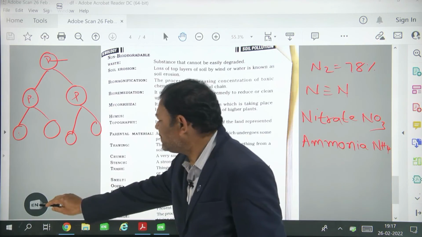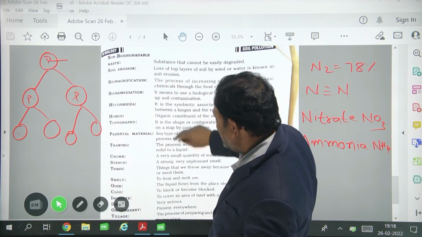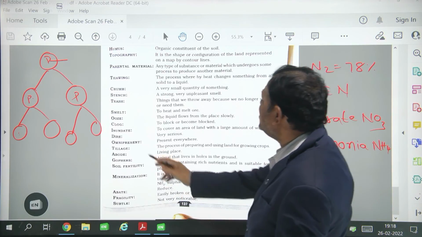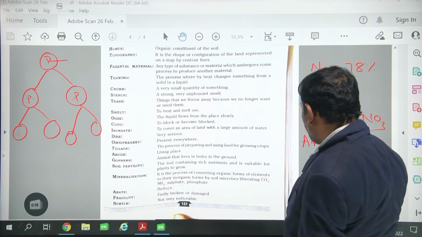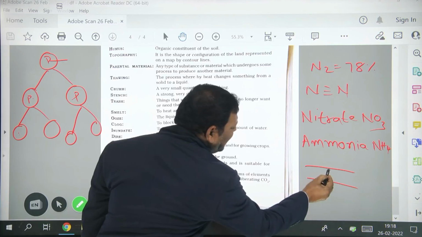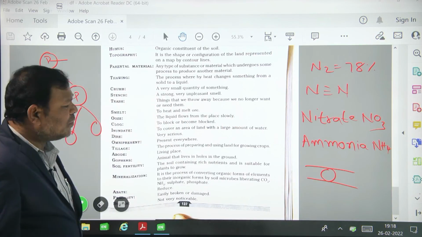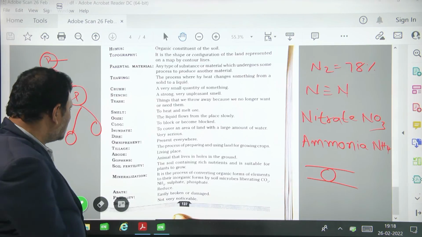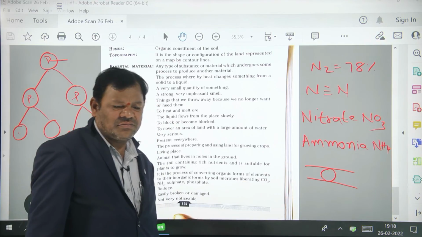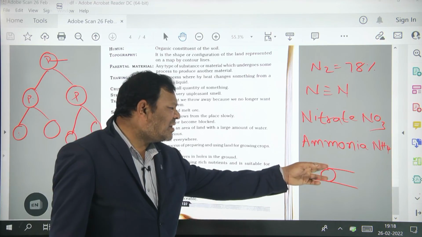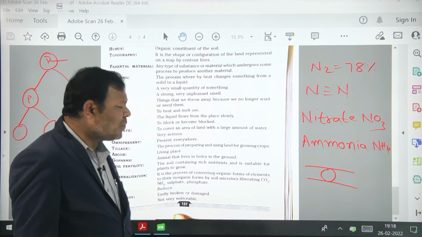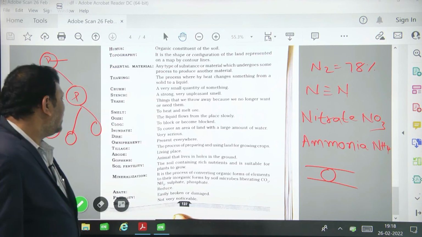Clog means to block or become blocked. For example, in a blood vessel, if any fat is present, the blood cannot move from one place to another. That is known as a clog. To block or become blocked. The fat molecule is there, so the blood is not able to move from one place to another because of the clog.